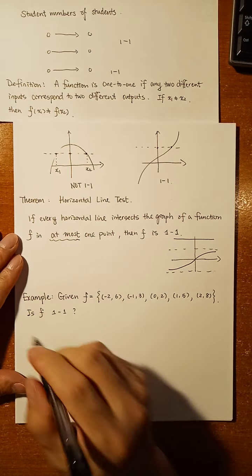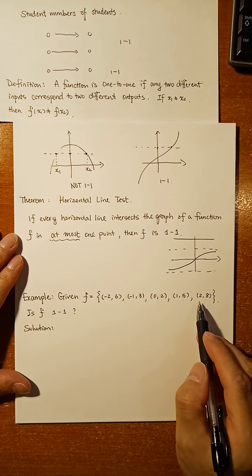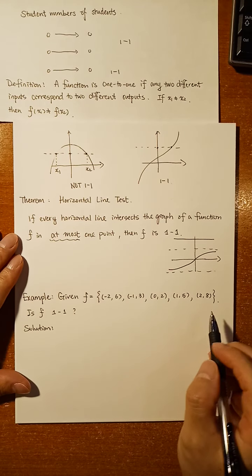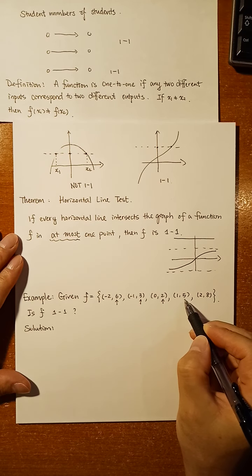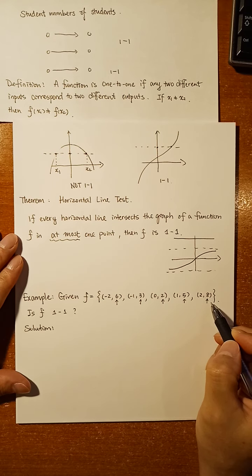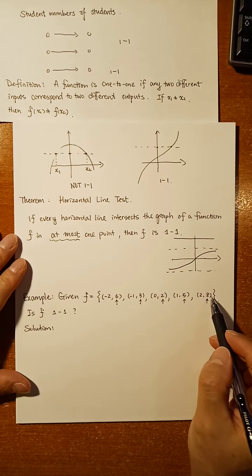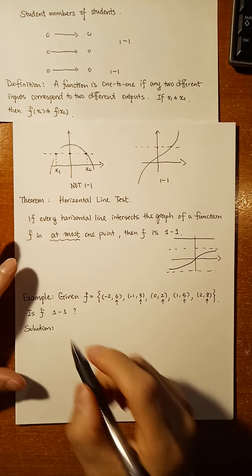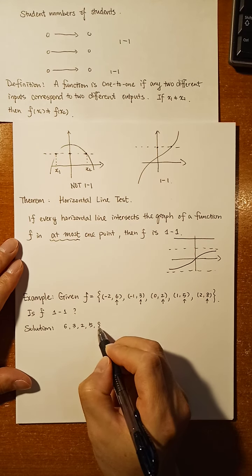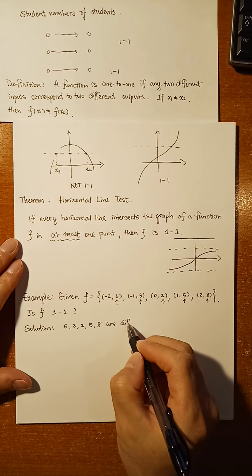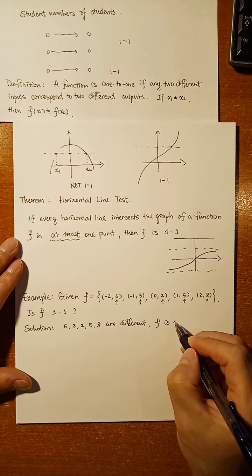All right, so let's see. In order to determine whether this type of function is 1 to 1 or not, you just check the output. If the output does not repeat, you see these 6, 3, 2, 5, 8 are all different. So f is 1 to 1.